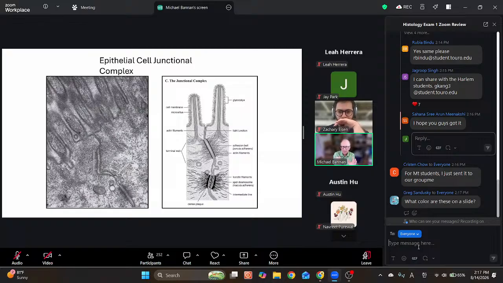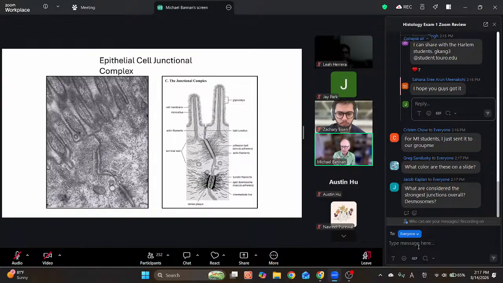Another view of that famous transmission electron micrograph of the intercellular junctional complex on the left, and a nice drawing on the right, which clearly documents the junctions and their components. The other piece of information that it gives you is the associated filaments in the cytoplasm. You'll notice that both the tight junction and the adherens junction are associated with these lines here, which are actin filaments. And the desmosome is associated with intermediate filaments, or keratin filaments.